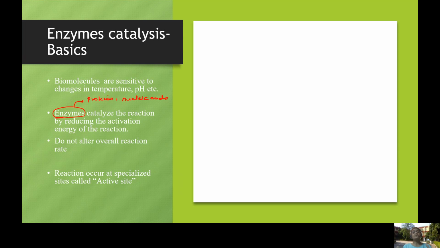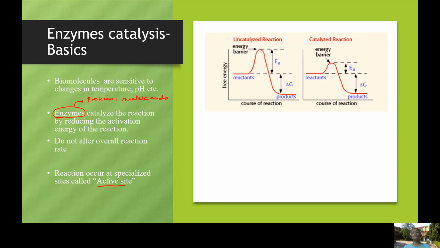Now, where do these reactions involving enzymes take place? The reactions involving the enzymes take place at specialized sites, which are called the active sites. Okay. If you can see in this figure that this is the rate of an uncatalyzed reaction, and this is the rate of a catalyzed reaction. You can see here the activation energy barrier has been significantly reduced in presence of a catalyst. Okay, so the reaction is faster.